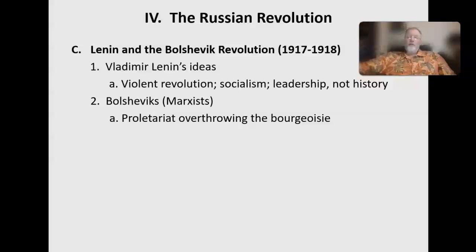The middle class that had the power and the money. So the poor rising up to overthrow the wealthy, the middle and upper classes, primarily the middle classes, who really had the power, the authority, the money. They ran the industries, they ran the factories, things like that. Lenin called his followers the Bolsheviks.